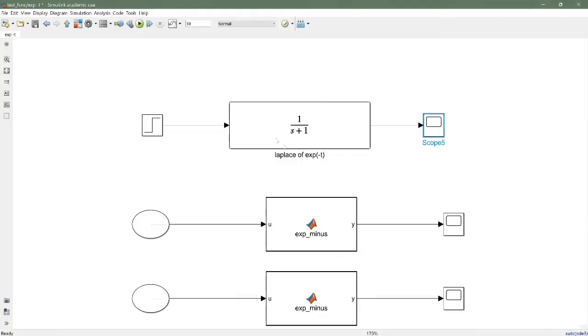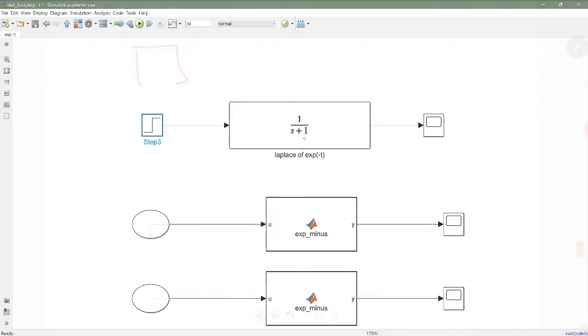The answer is because the way Matlab simulates this transfer function is it uses this step signal, right? So this step signal, which is 1 over s, we did that as our first problem in this video, right? So what happens, this 1 over s gets multiplied by this transfer function, right?